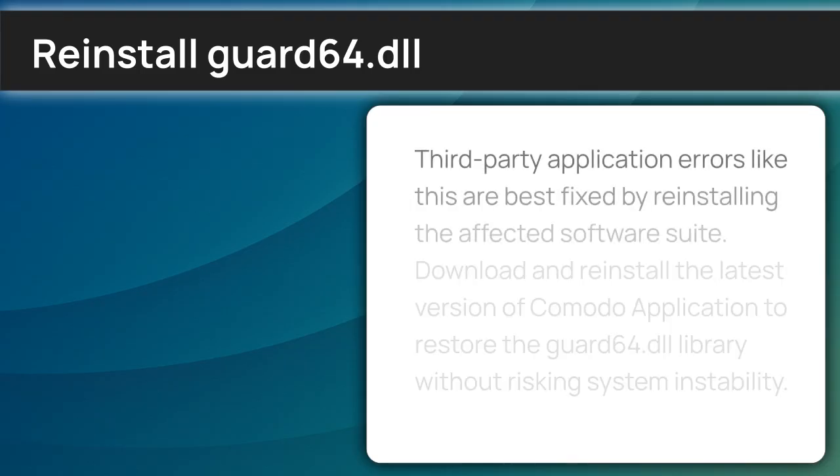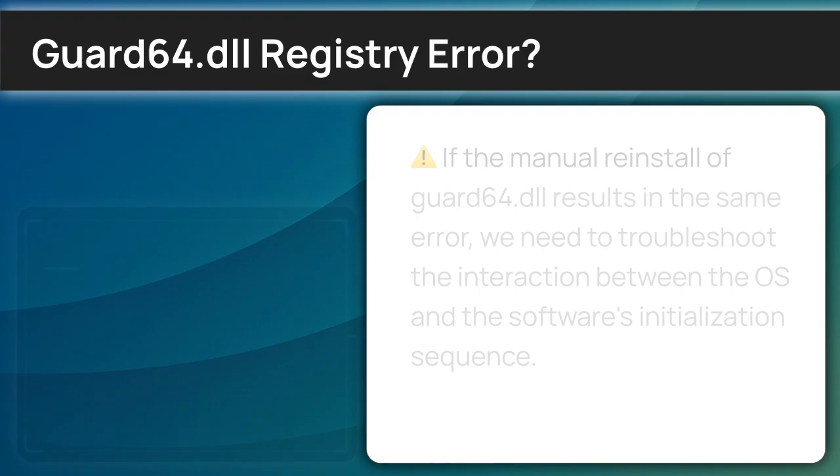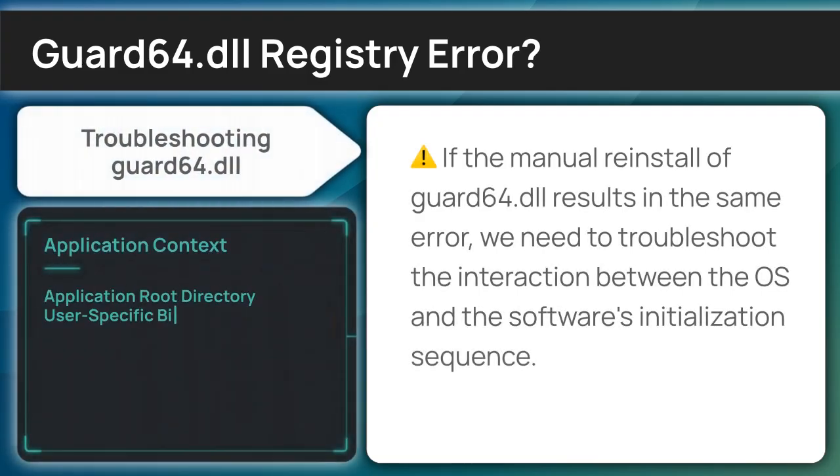This error commonly appears when Comodo Application files are missing or corrupted. Reinstall the official version of Comodo Application to repair the application and replace the Guard64.dll. If that initial setup didn't clear the pop-up, let's examine the specific initialization sequence assigned to your application's directory.